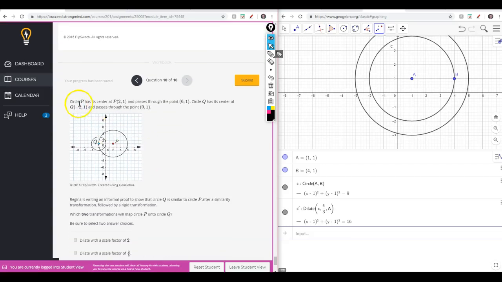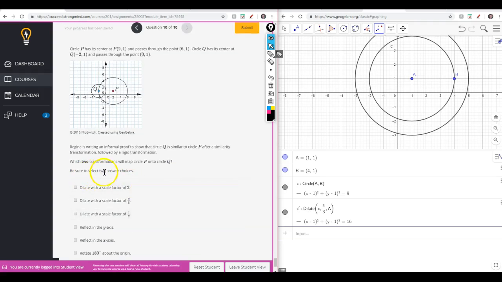Question 10. Circle P has center at P (2, 1) and passes through point (6, 1). Circle Q has its center at Q (-2, 1) and passes through point (0, 1). Regina is writing an informal proof to show that circle Q is similar to circle P after a similarity transformation followed by a rigid transformation. Which two transformations will map circle P onto circle Q? Be sure to select two answer choices.